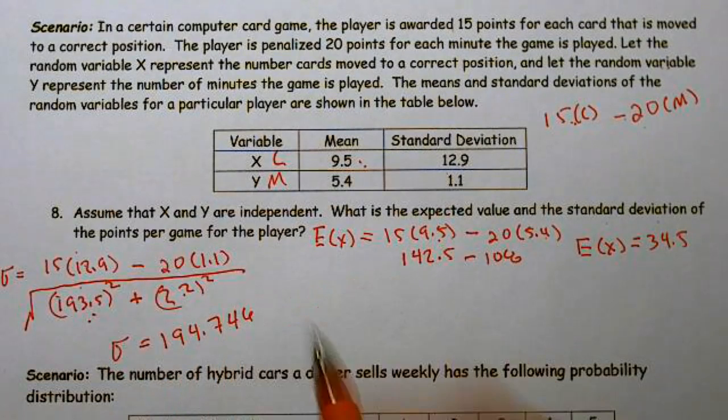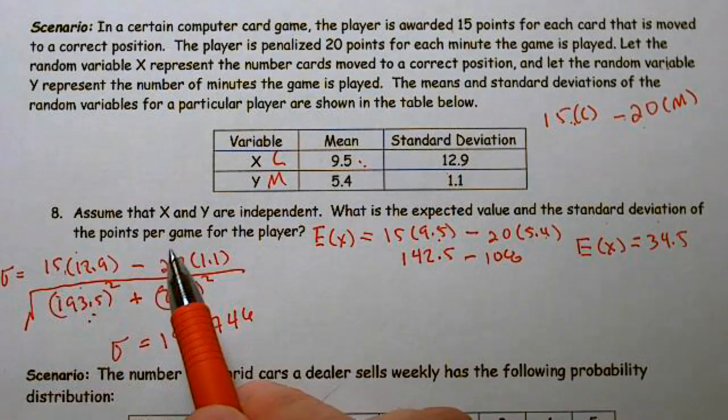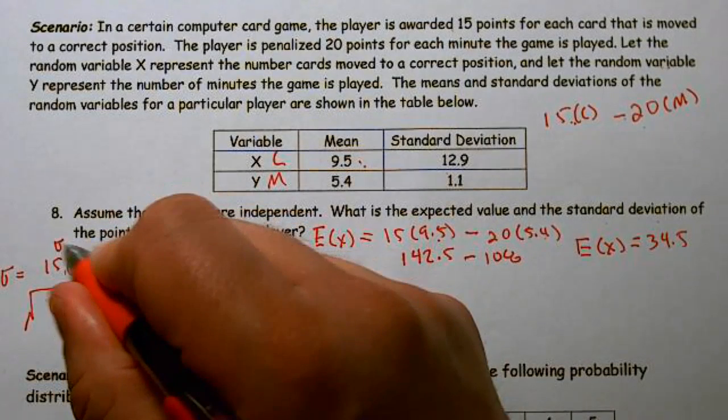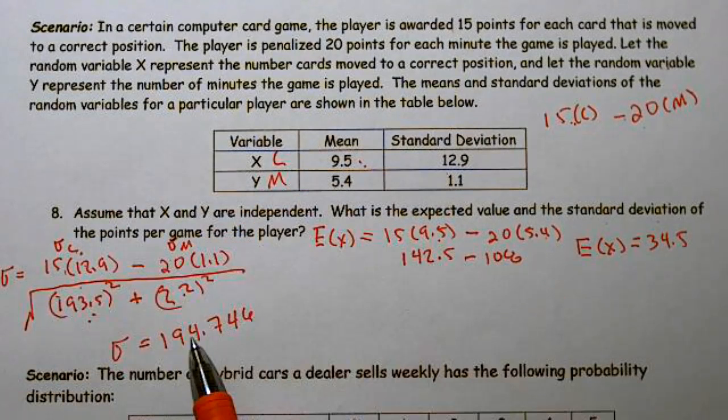So the standard deviation of the combined and transformed is 194.746. Once again, I multiplied them because I can multiply by a constant. So that gave me my standard deviation of C. This gave me my standard deviation for M for 20 games. But then I had to square them and add them. All right.